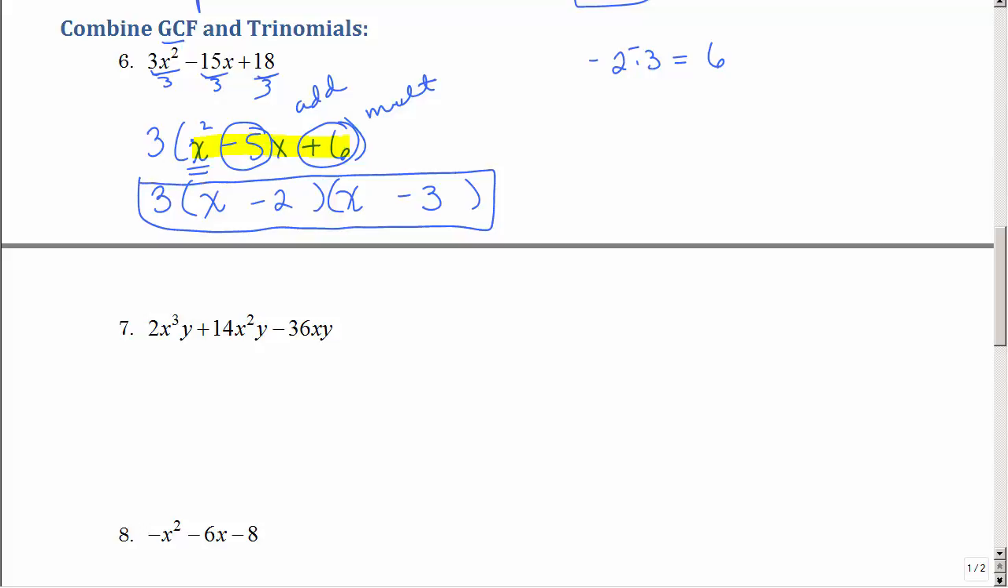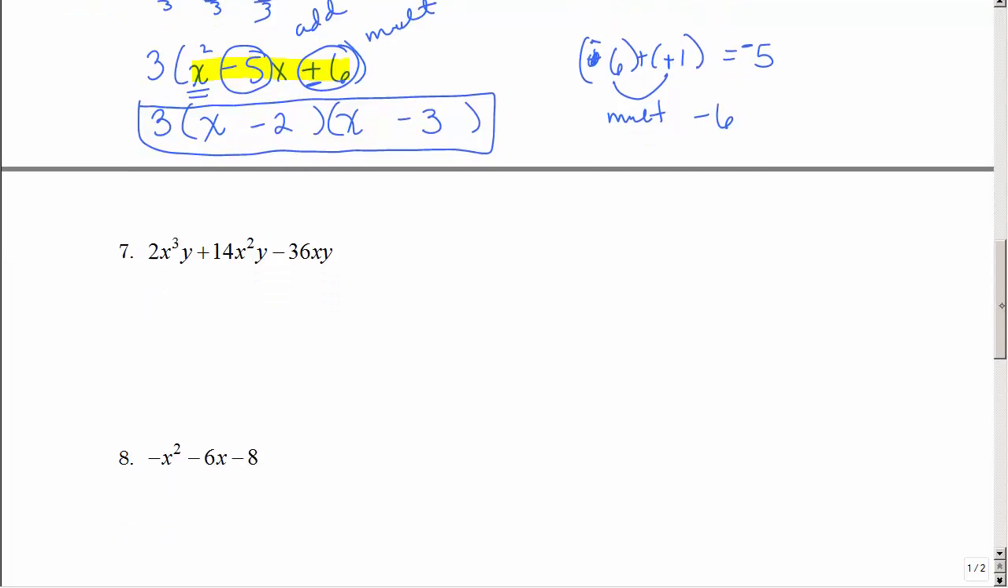But wait. What if I had put positive 6 and a negative 1? Well, if I add that, I do get 5. And if I change the signs and make that one negative and that positive, I get a negative 5. Can I use that? No, because if I multiplied that together, I would get a negative 6, and I needed a positive 6. So check your signs. Lots of stuff to check.